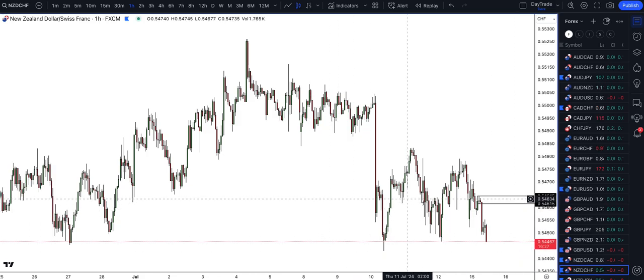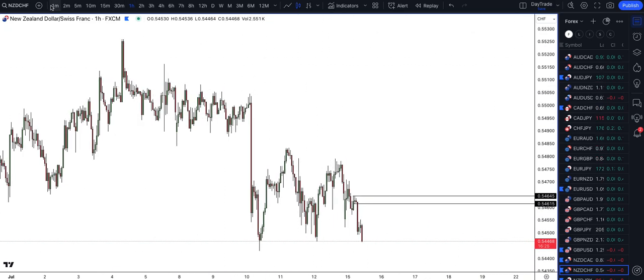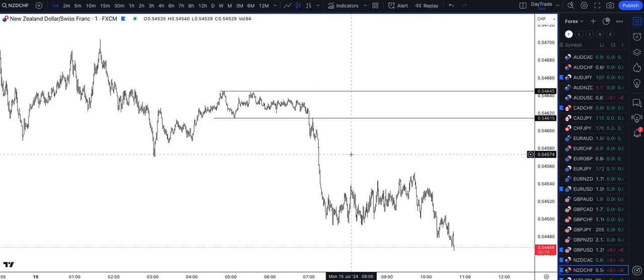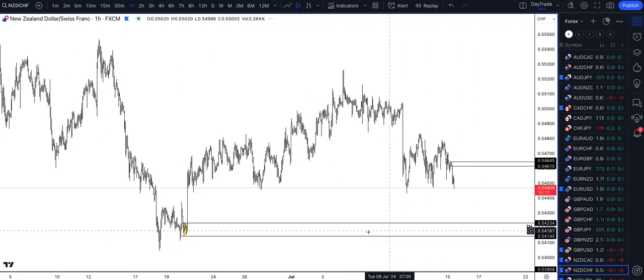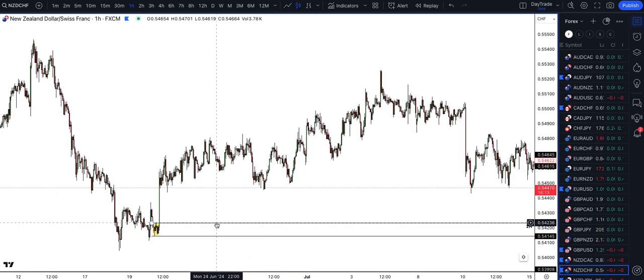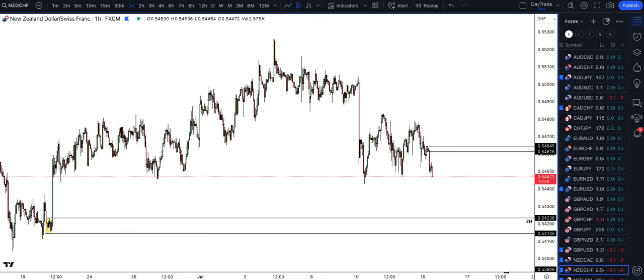NZD Swiss, hourly zone above, just touched it for the retest, so it's one that will still be valid for us. And then there's a 2-hour zone below, which is actually a really good zone. Definitely one that we've got on, this 2-hour zone at 0.54236.